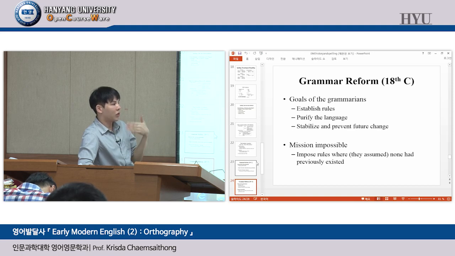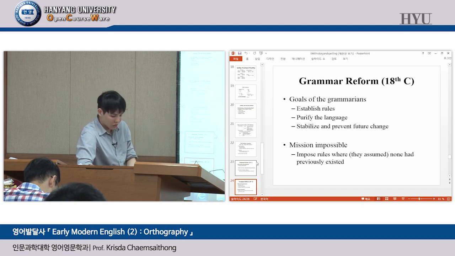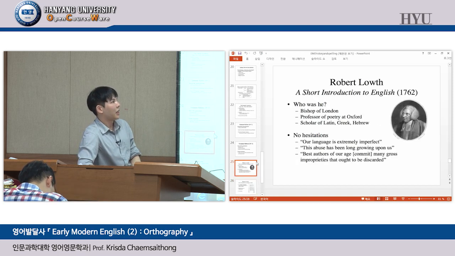But it's not the rules that they wanted, right? So they try to impose other kinds of rules, right? But that attempt was not successful. Now this one you need to know, Robert Loth, right?